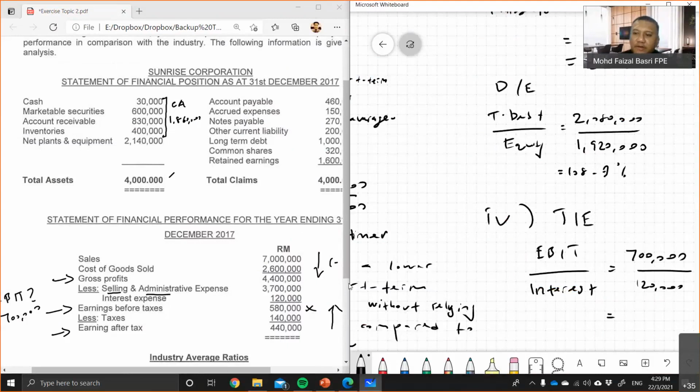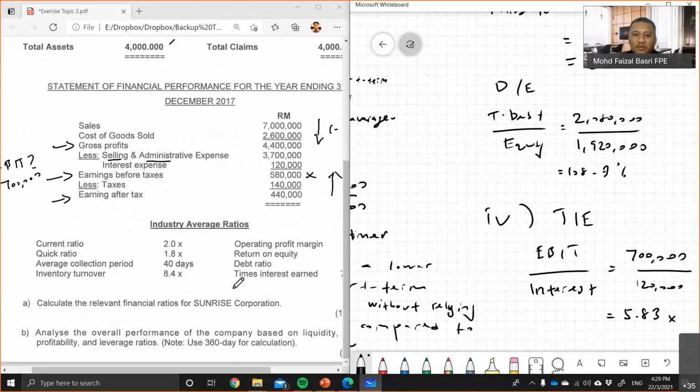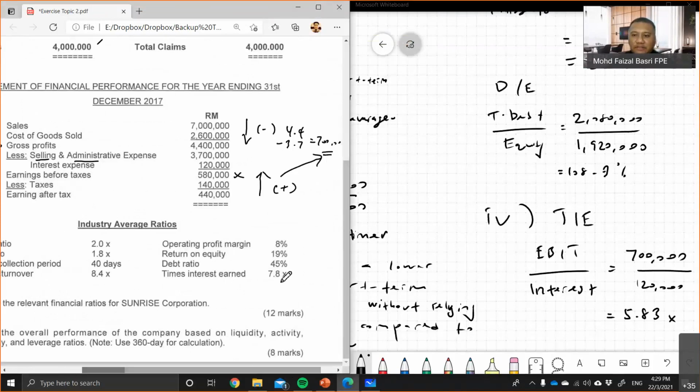So it's about 5.83 times. Okay, 5.83 times. Okay, so how to comment again? Look at the industry average. The industry average is about 7.8 times. So this company has a lower amount. So obviously for this times interest earned, the higher the better.